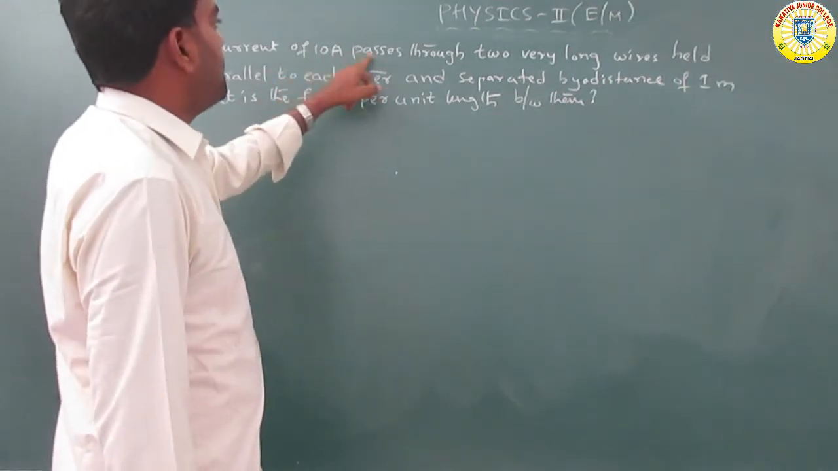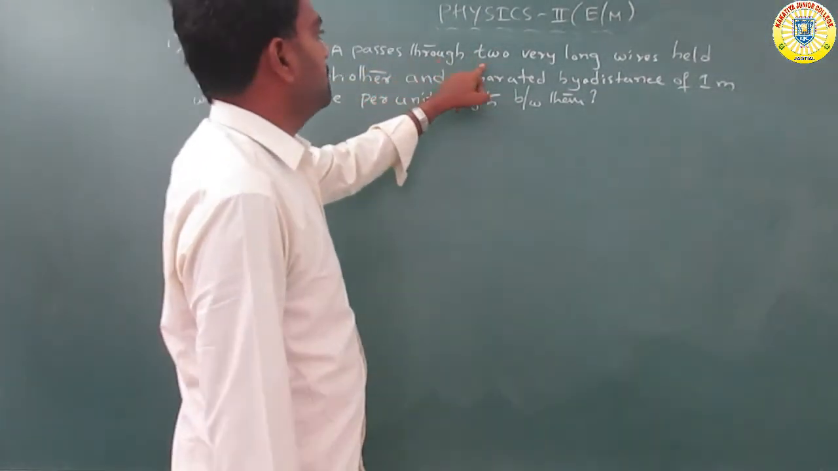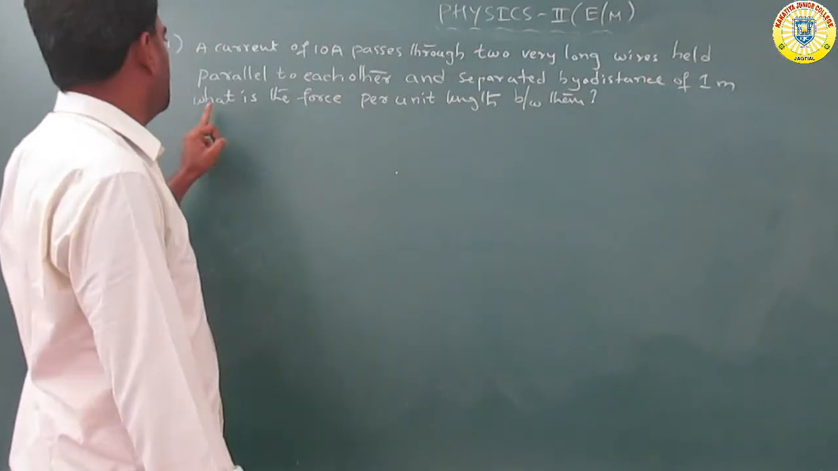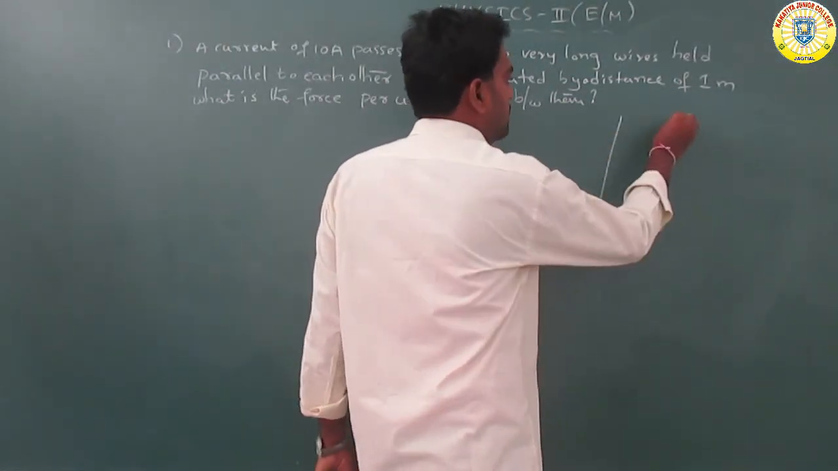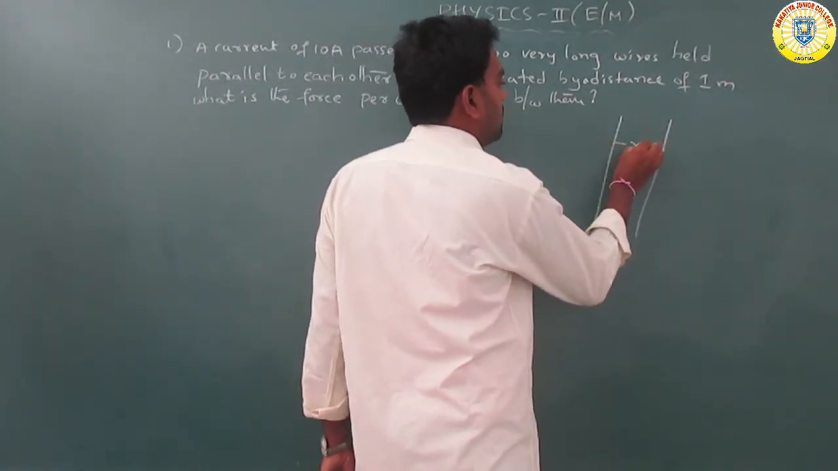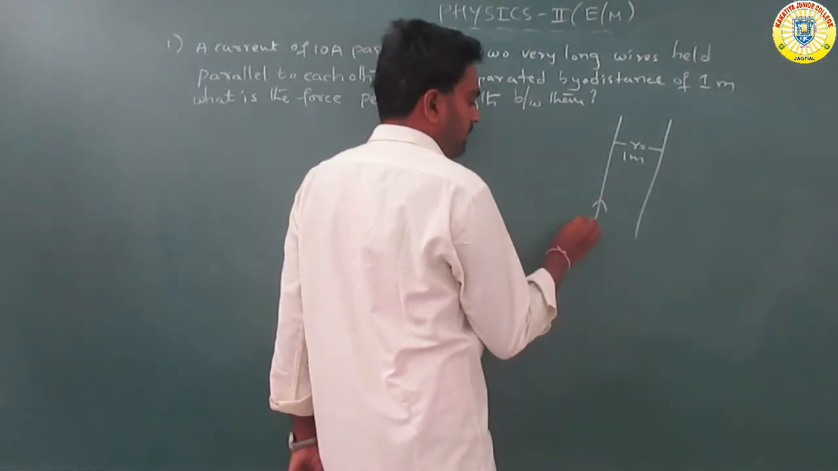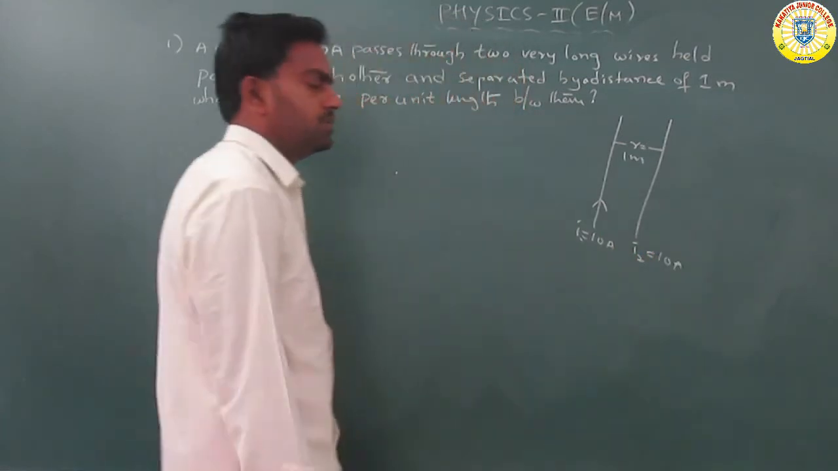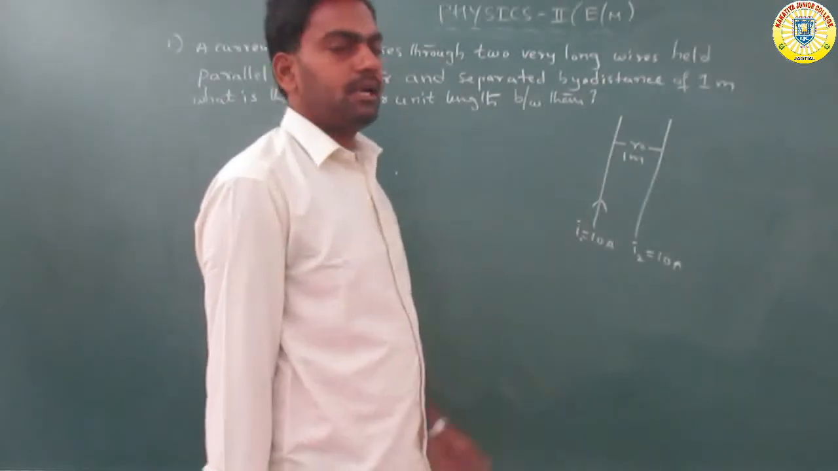Here a current of 10 amps passes through two very long wires held parallel to each other and separated by a distance of 1 meter. What is the force per unit length between them? These are two parallel conductors separated by distance R equal to 1 meter. The current I1 is equal to 10 amps, and I2 is equal to 10 amperes. What is the force acting per unit length of the conductors?